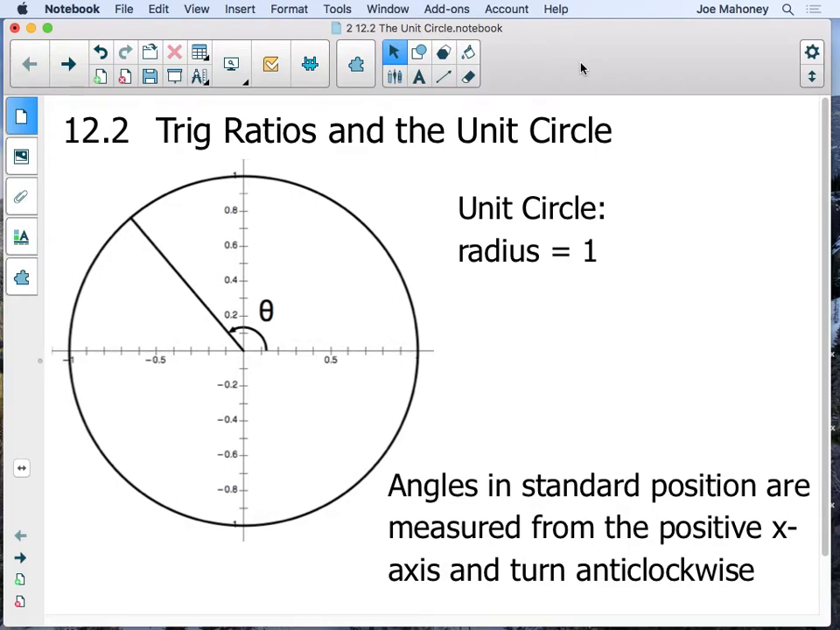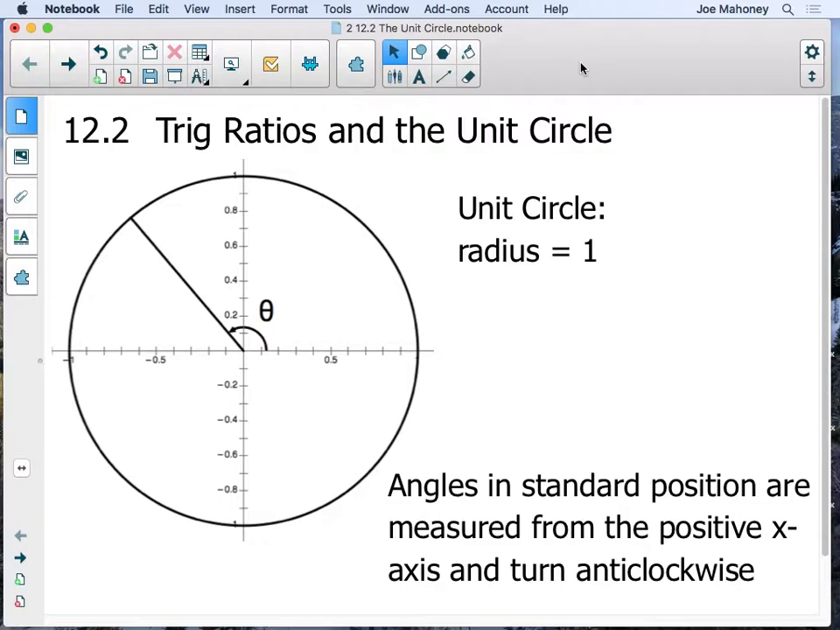So we're going to talk about something special in trigonometry called the unit circle. And we're going to talk about defining sine and cosine in terms of the unit circle. So a unit circle is a circle whose radius is 1. And what we want to talk about today is how we draw an angle in a unit circle.